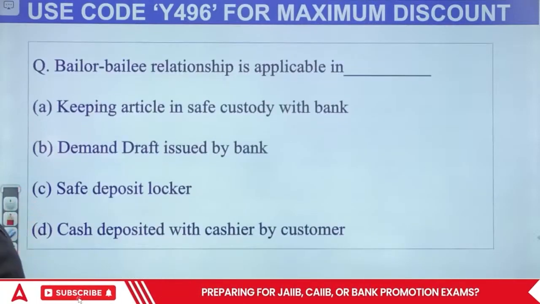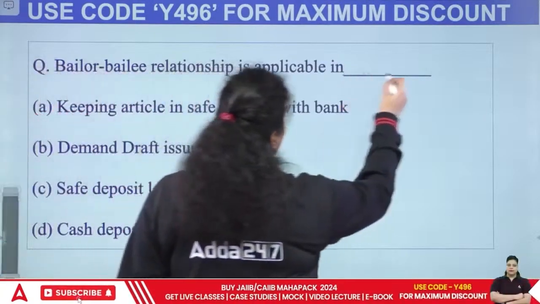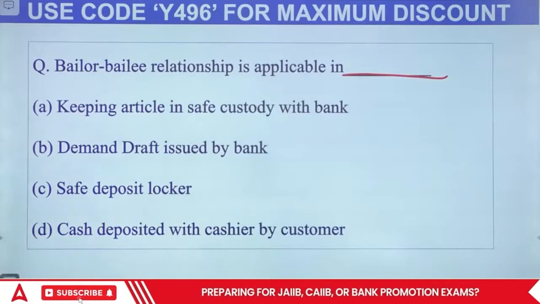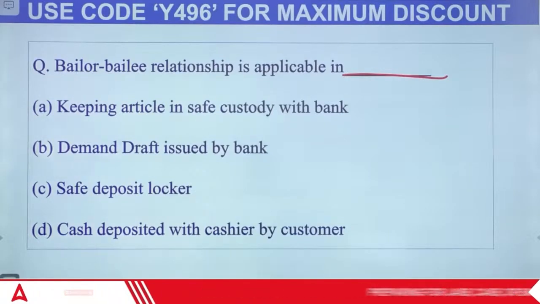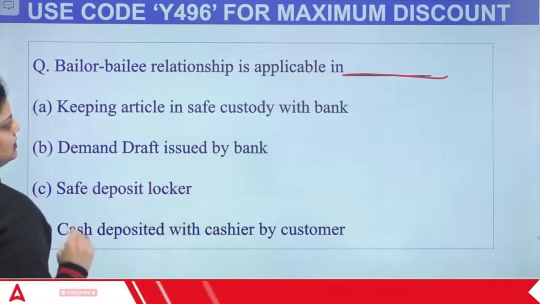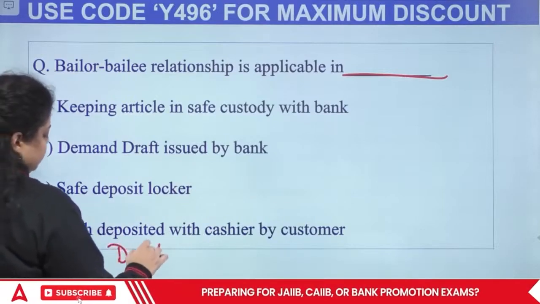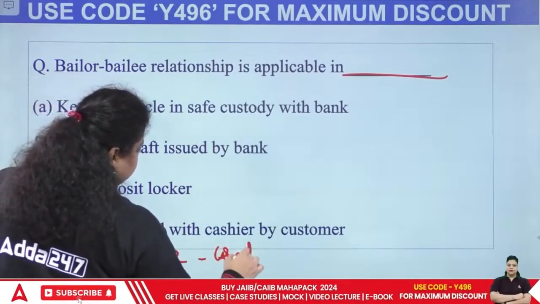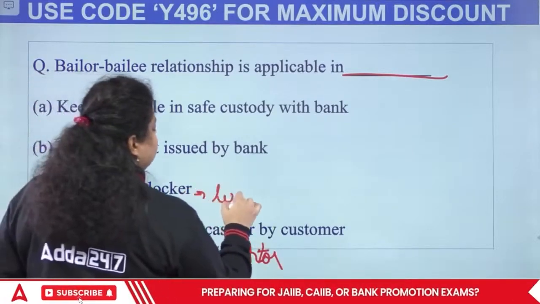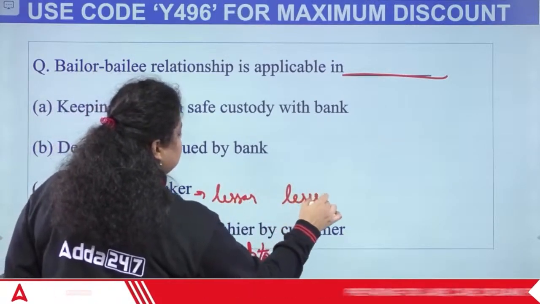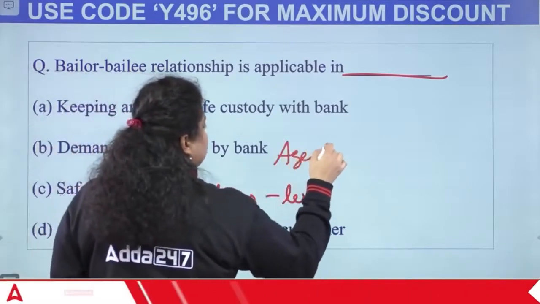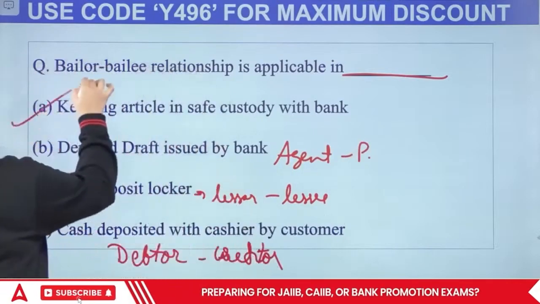Now the next question we have here: the bailor-bailee relationship is applicable in dash, where will this relationship be available? Keeping an article in safe custody with the bank, a demand draft issued by the bank, a safe deposit locker, cash deposited with the cashier by a customer. If the customer is depositing cash, the bank will be a debtor and the customer will be a creditor. Clear? Safe deposit locker, in this situation, the bank will be a lessor and the customer will be a lessee. Clear? Then demand draft issued by a bank, in that situation, the bank will be an agent and the customer will be a principal. It means the right answer will be A.